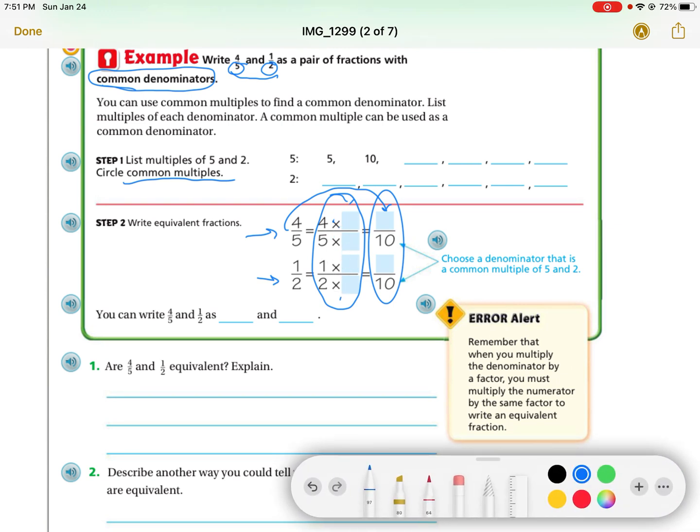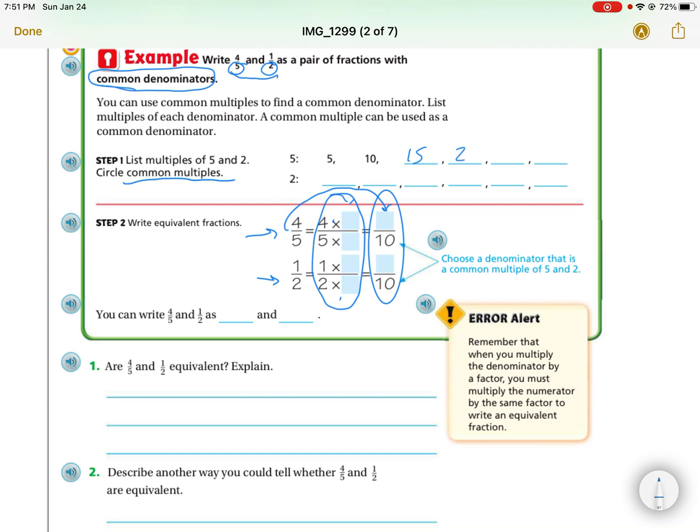Okay, so we have 5s, and we're going to find the multiples of 5. So finish it out. 5, 10, 15, 20, 25, 30. How do you know when to stop? I do 4 or 5. If I find a match, then I'm done. If I don't find a match within the first 4 or 5 multiples, then I have to keep going.